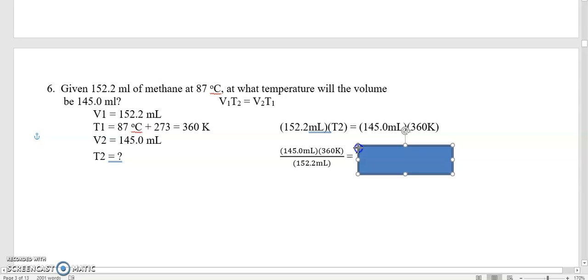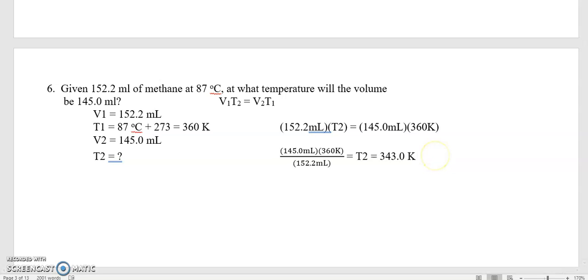Alrighty. So we plug it into our equation, and we isolate T2 on its own side, which means we have to divide by 152.2 on the right side. It's going to isolate it by itself, and now it's going to be 343 Kelvin. And if you wanted to find that answer in degrees Celsius, all you do is take that and subtract 273 from 343. Let's do that right now. You're going to get an answer of 70 degrees Celsius. And so that's how you find your answer in degrees Celsius if they ask you that.